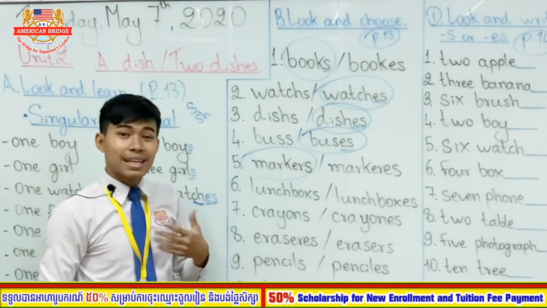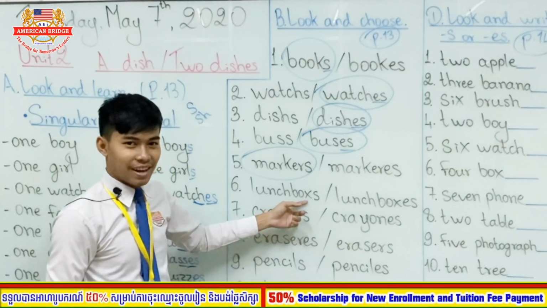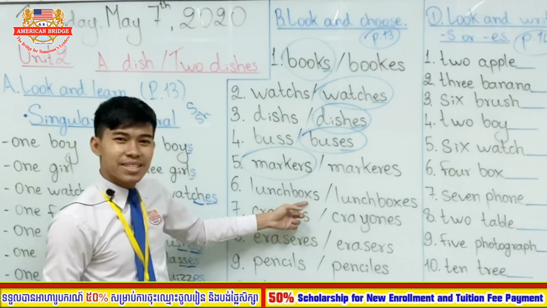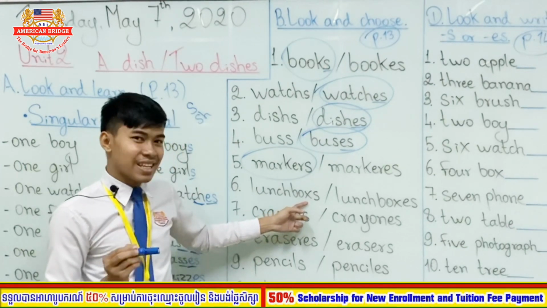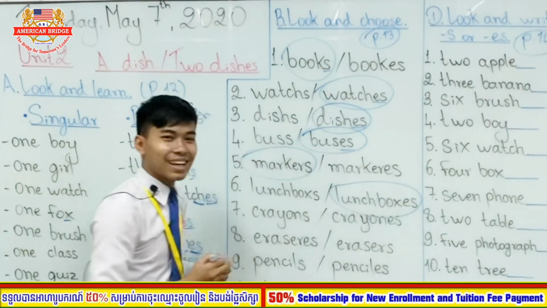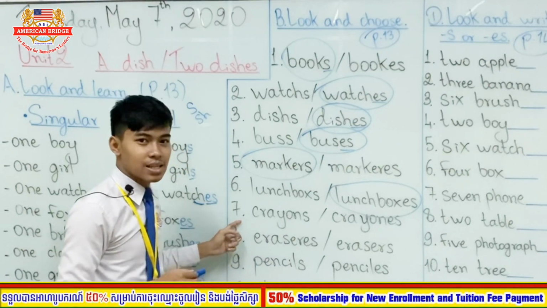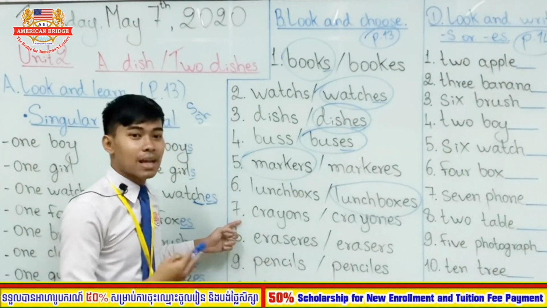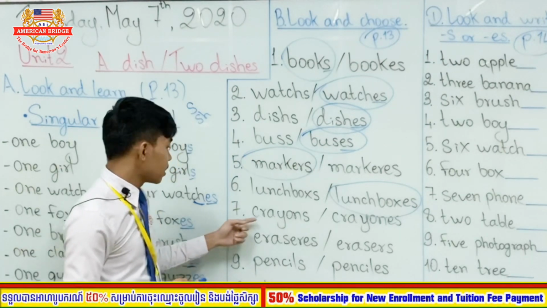Number 6, lunch box or lunch boxes. So the last letter of lunch box is letter X, right? So when it ends with letter X, do we add S or ES? We add ES, right? So the answer is lunch boxes. Okay. Let's go to number 7.